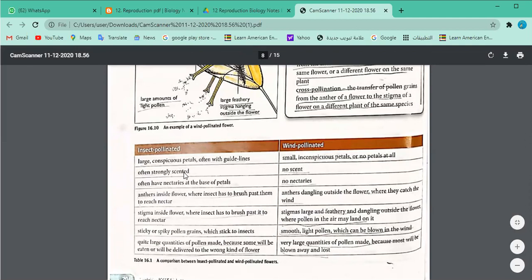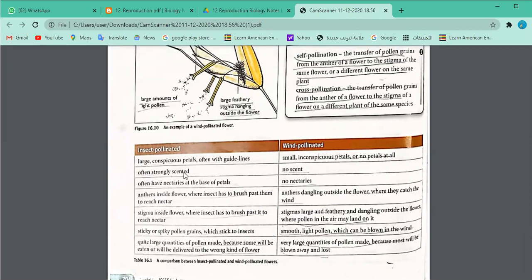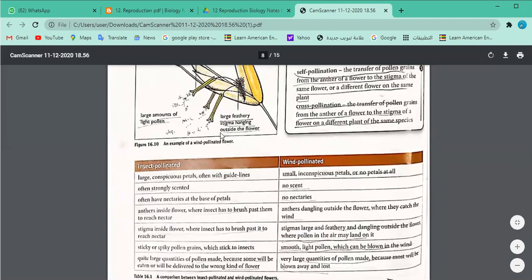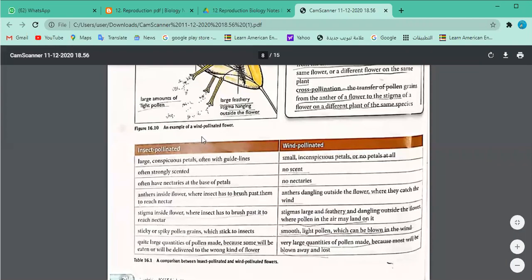So you need to visualize these two flowers in your mind. One, the colored one that I showed you before, our rose flower for example, you could visualize that, and then visualize this picture here of this flower, and differentiate between the insect pollinated and wind pollinated, right? Now look at the other structure. Insect pollinated flowers often have nectaries at the base of the petals, and here there are no nectaries at all. So that's one of the reasons insects are not attracted. It's wind pollinated, so you don't need nectaries there.